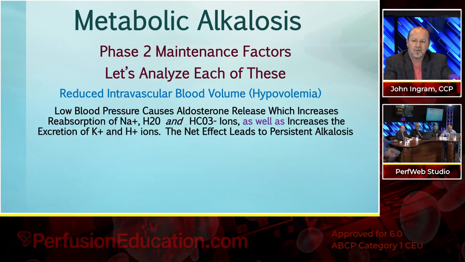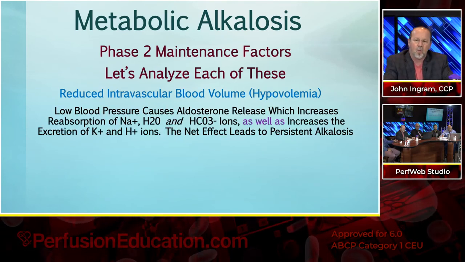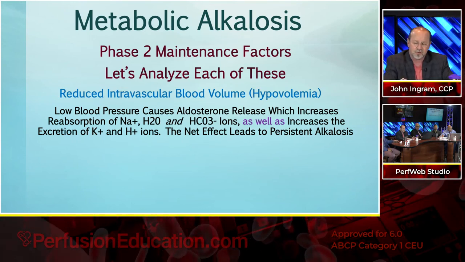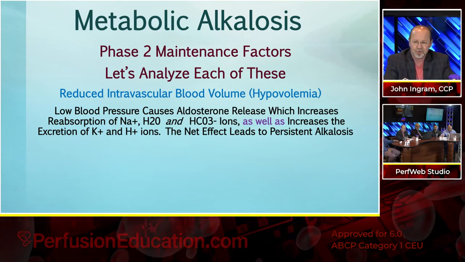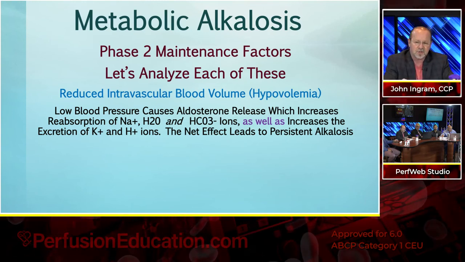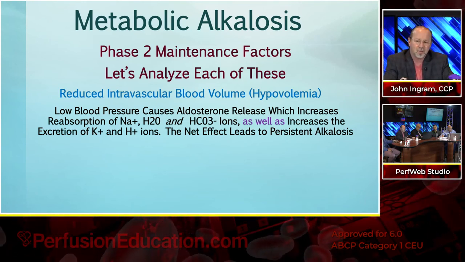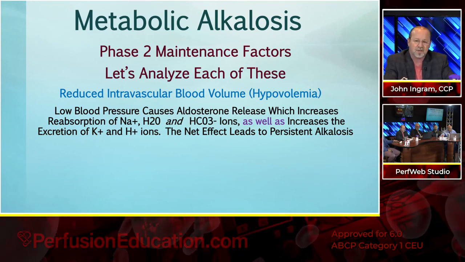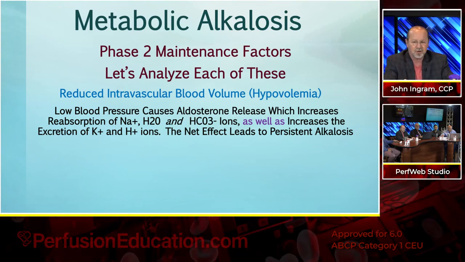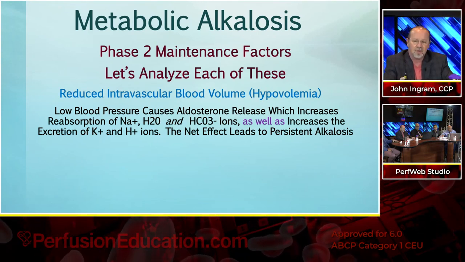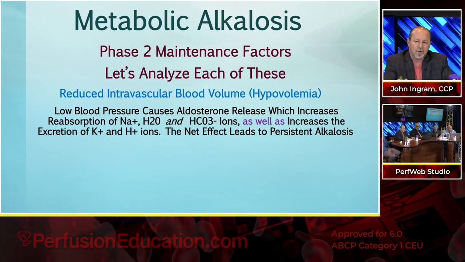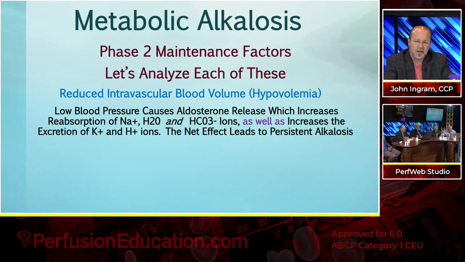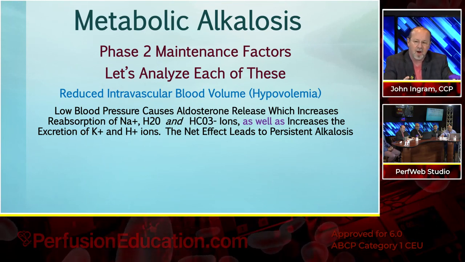So reduced intravascular blood volume. Well, your low blood pressure causes aldosterone to be released by your kidneys, which is trying to retain volume and increase your blood pressure back up. This increases the sodium and water reabsorption, but it also increases your bicarbonate ion reabsorption. So that's number 1, as well as the excretion of potassium and hydrogen. So this is a double whammy. Whenever you have an increased aldosterone level, you're retaining bicarbonate and you're excreting hydrogen. And that's the price that's paid to try to get your blood pressure back up, but it's driving your alkalosis.